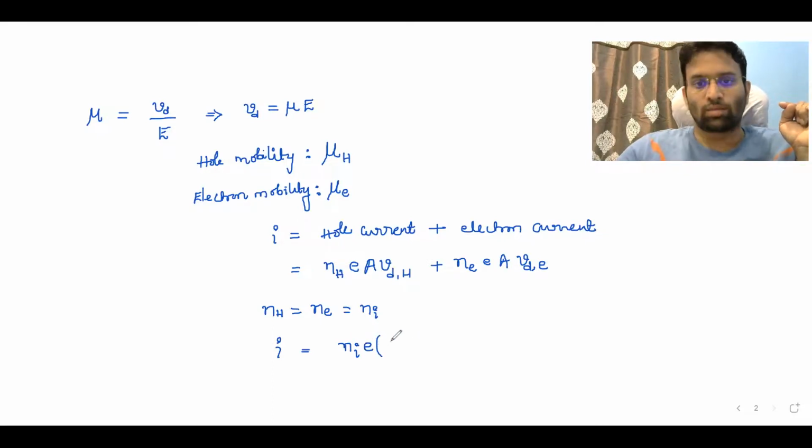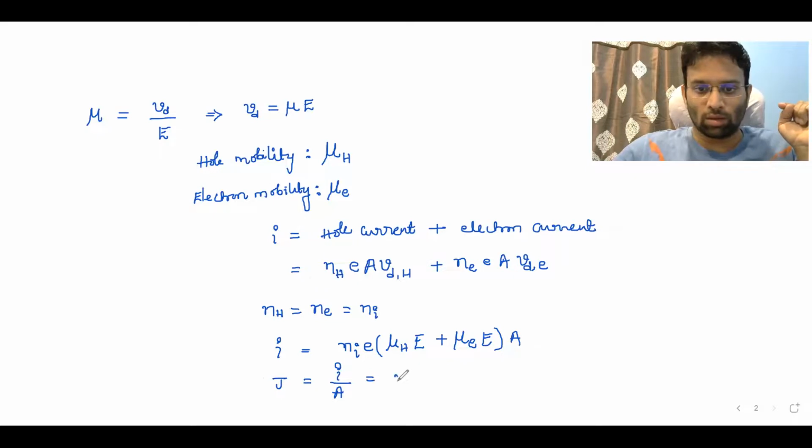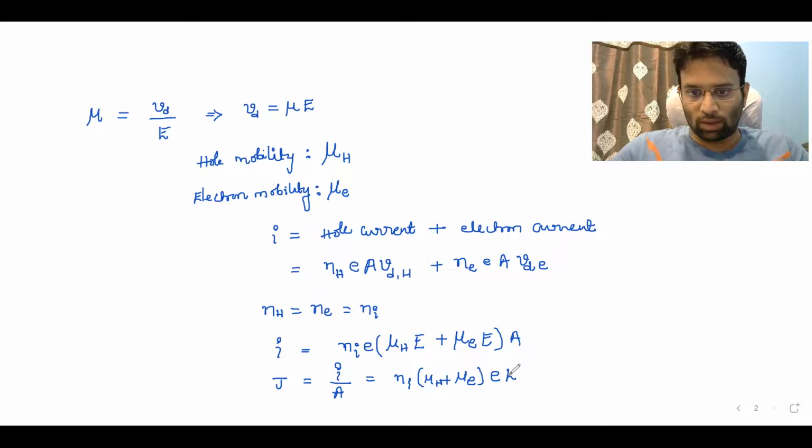e times Vd due to holes, which is nothing but mu h into the electric field, plus mu e into the electric field, times A. Now, the current density J is nothing but I by A, which here comes out to be Ni times e times mu h plus mu e, times the electric field capital E.